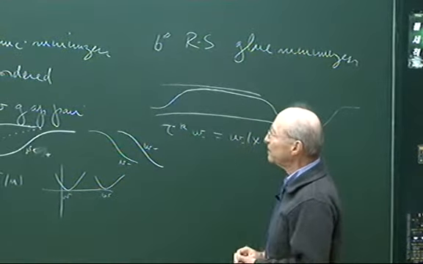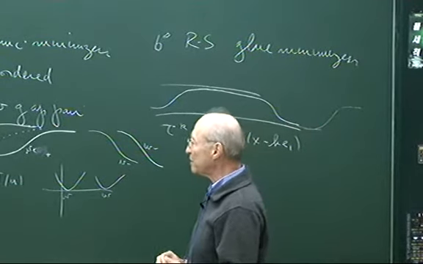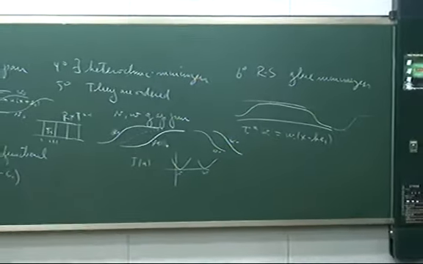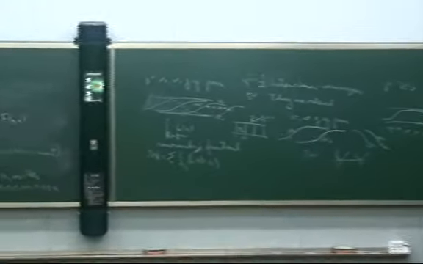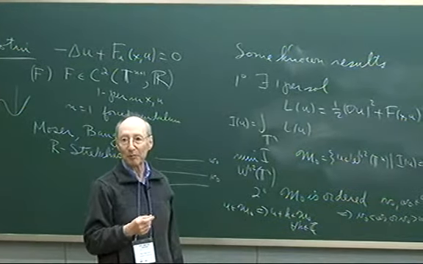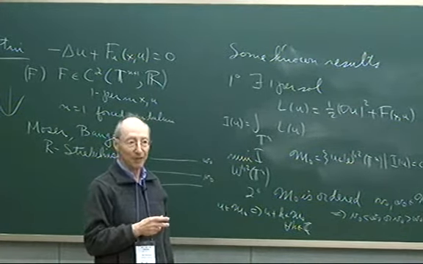Okay, so given these facts, how do we construct a hybrid solution? Now I know two ways to do it. One is a bit more elliptic in nature, one is a bit more parabolic in nature.